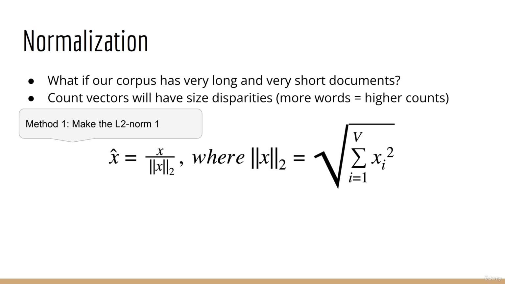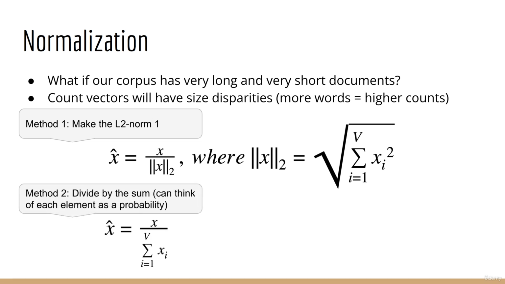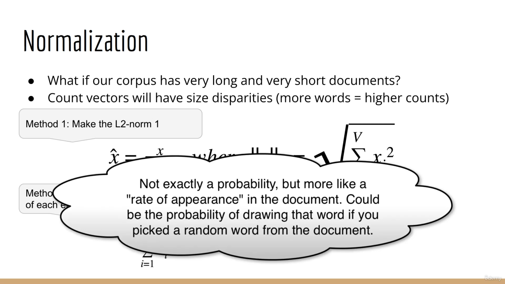The second method is to simply divide by the sum so that the sum of each element in every document vector is 1. As you'll see, when we study probabilistic models, this gives us something like the probability that each word appears in the document. So that's one way to interpret this method of normalization.